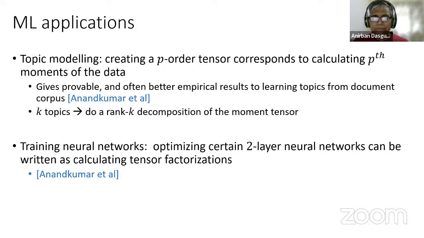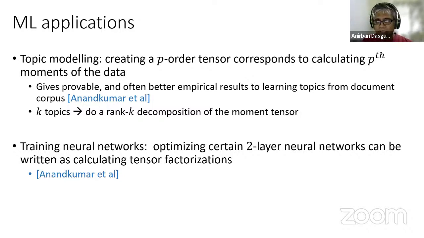Here are some applications. It's applied in topic modeling, right? Because basically, think about what is a p-ordered tensor, right? What is a 2-ordered tensor? A 2-ordered tensor is nothing but the covariance matrix of the data, right? And we all know that the covariance matrix is very useful if you are trying to calculate, for instance, the PCA and the low rank approximation of the data. Similarly, a p-ordered tensor is basically capturing the pth moments of the data, right, and the low rank factorization of it basically gives us the topics, the topic distributions for the documents.